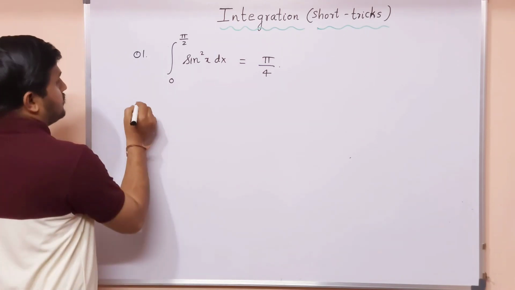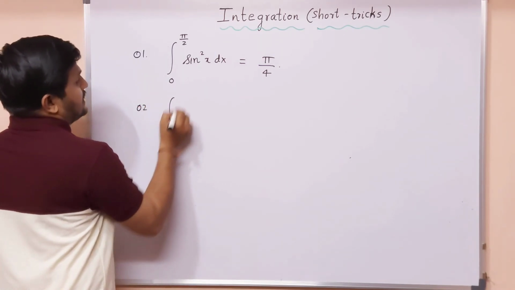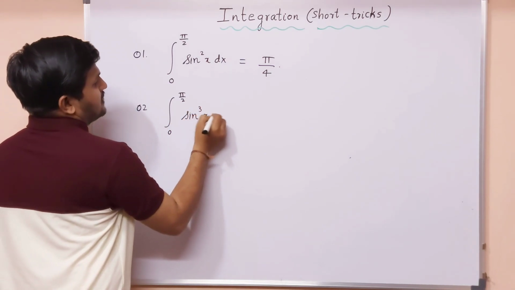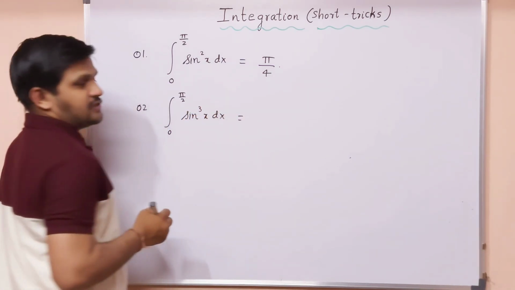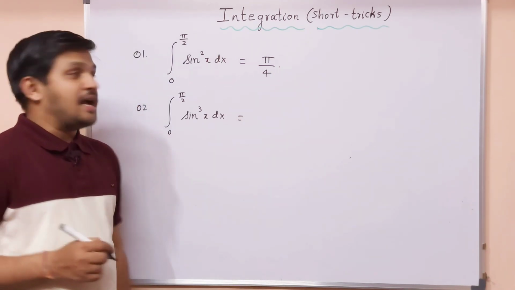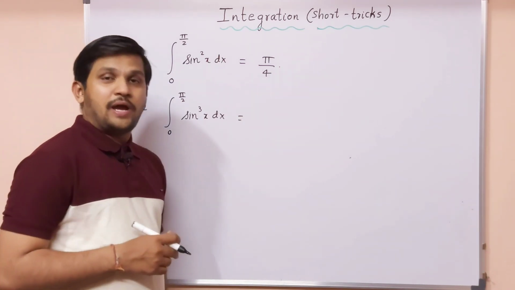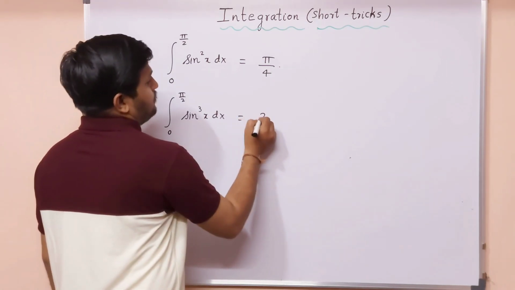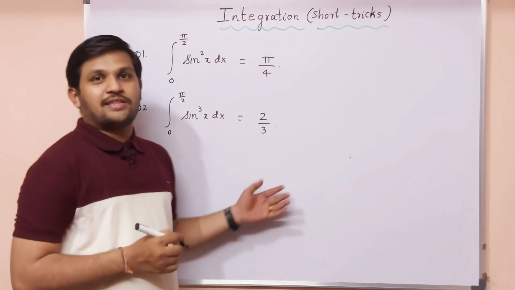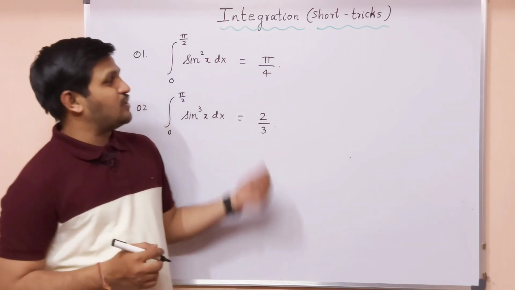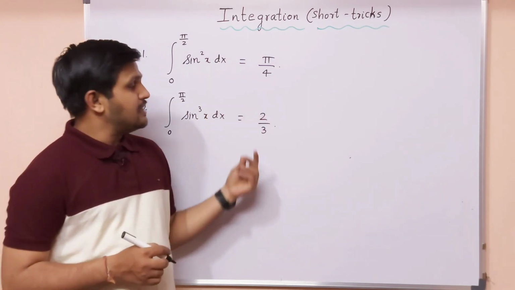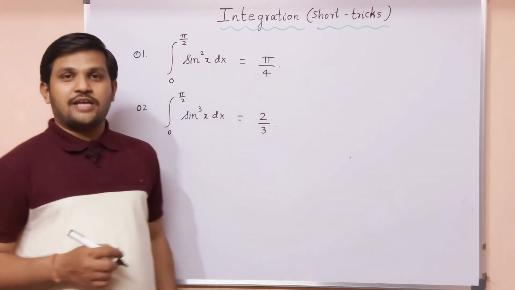The same question if I ask you, integral 0 to pi by 2, instead of sin square x, I write sin cube x dx. Then what is the solution for this? This solution is not with respect to pi, it is a number, and the number is 2 by 3. How it is 2 by 3, we need to understand. Once you know the results, you can do it like this.